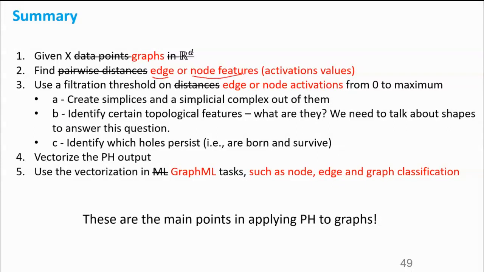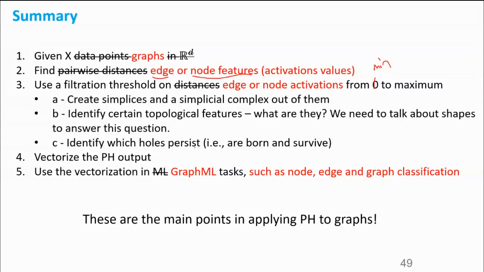But there is also the node features that I will show. These are called edge or node activations. Then we are going to use a filtration threshold on not distances, but edge or node activations, and again from minimum to maximum. We are going to create simplices and the simplicial complex out of them, and we will identify certain topological features. What are they? These are dimensional holes that are missing. So the idea of topological features remains the same, from point clouds to graphs.